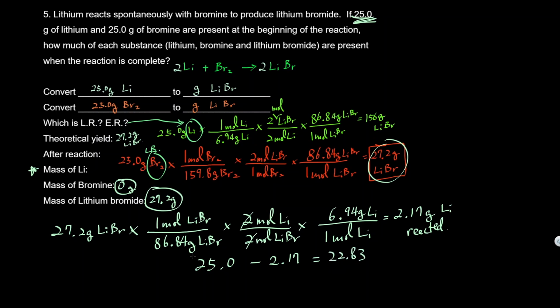22.83, but by the rules of sig figs, this is to the first decimal place, this is up to the second decimal place. You have to round to the less precise one. So this is less precise because it's in tenths, so it should be 22.8 grams of lithium remaining after the reaction is completed, so that goes here. So that's 22.8 grams of lithium remaining.